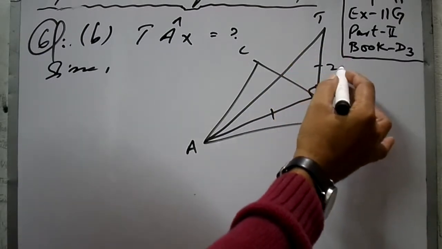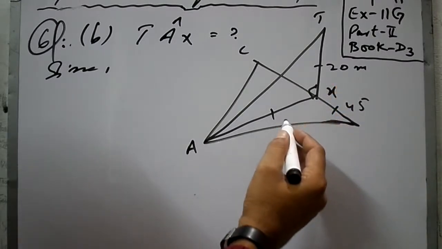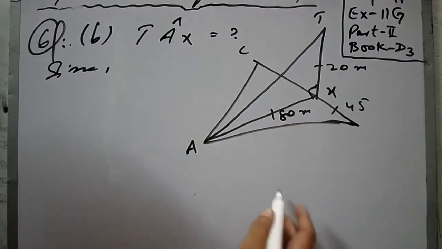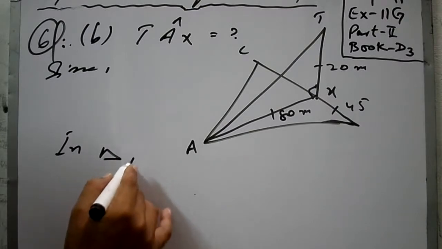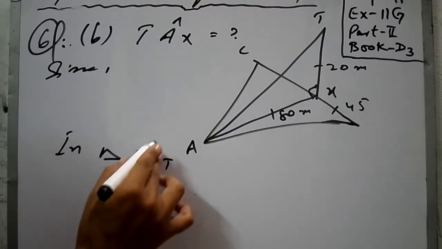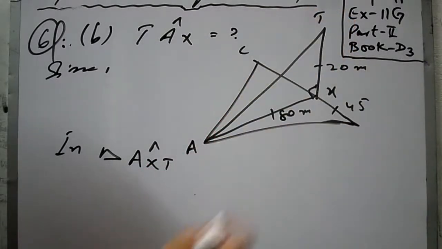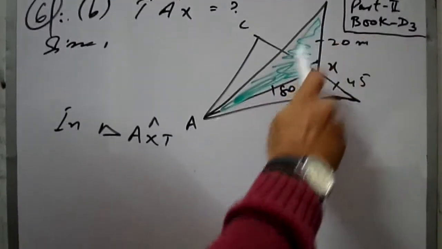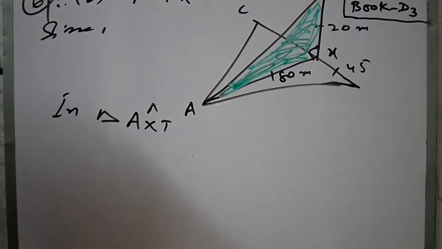That is your 20 meter and also your 80 meter. So we have taken the triangle AXT to find the value, that is, we have taken this triangle.